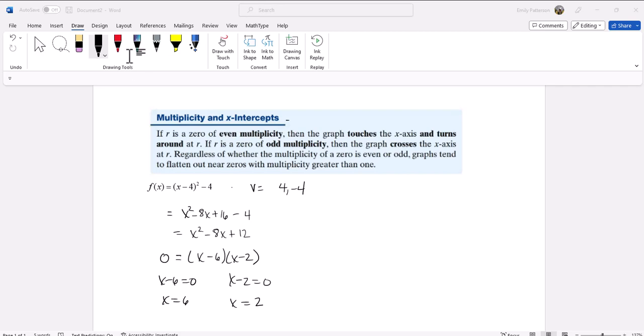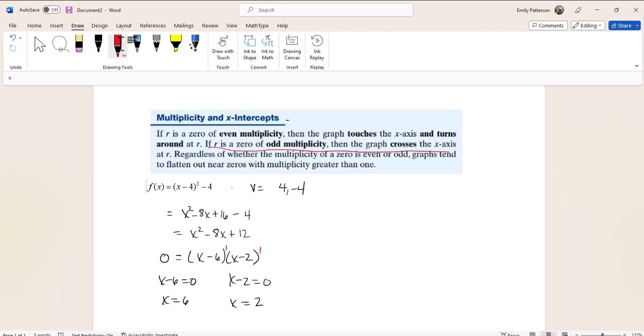Well, what on earth am I talking about? When I'm looking at a polynomial in completely factored form, this binomial has a degree of 1. It's x minus 6 to the first. This is x minus 2 to the first. So what this theorem is saying is that if every binomial has an odd multiplicity, then the graph is going to cross the x-axis. And that's what it did. It crossed the x-axis at 6, and it crossed the x-axis at 2.